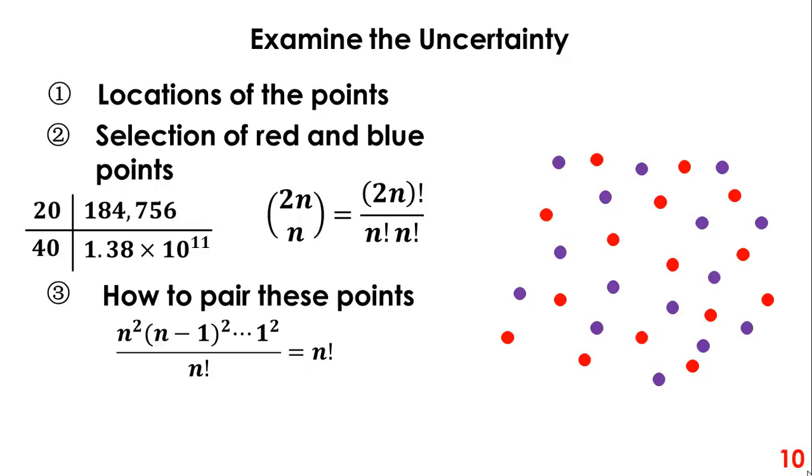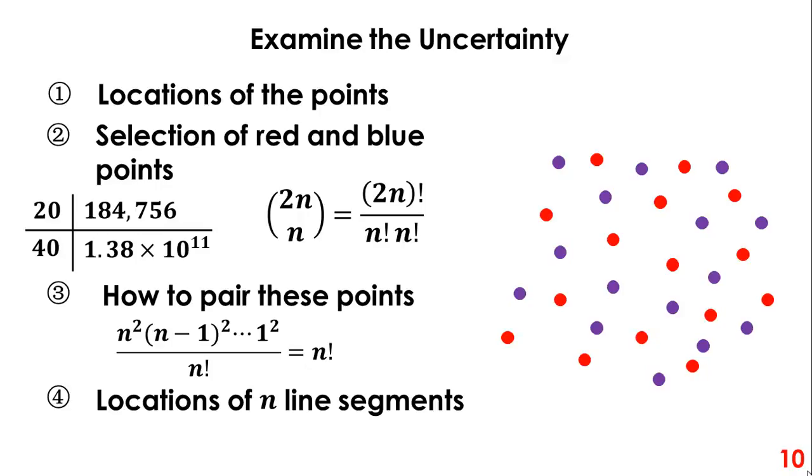So finally we get this number. It's still a big number. When n is large, it's a big number. So that's why number 3, pairing those points, is hard. Too many cases. Number 4, locations of the n line segments, hard to describe. All these 4 things make this problem relatively hard to solve. So we have to find some smart way to handle all the complexity. All right.